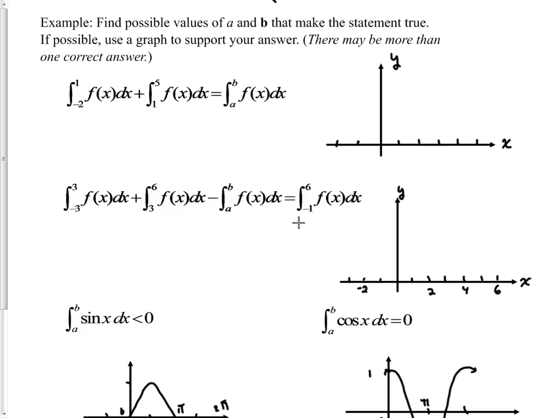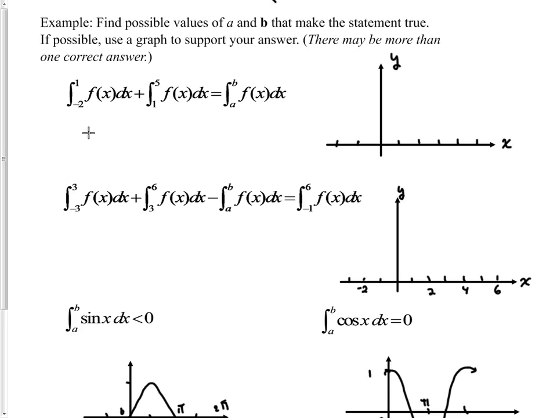So one last example, or set of examples, to help us understand something about these lower and upper limits on our definite integral and the possible values of our limits that would make the statements true right here. So let's see if we can figure this out using some graphs to help us support our answers.